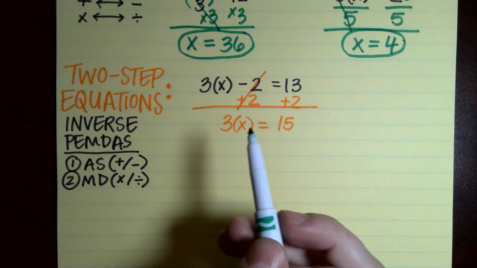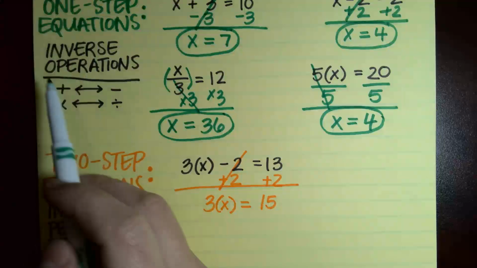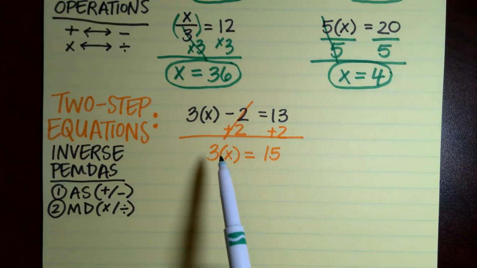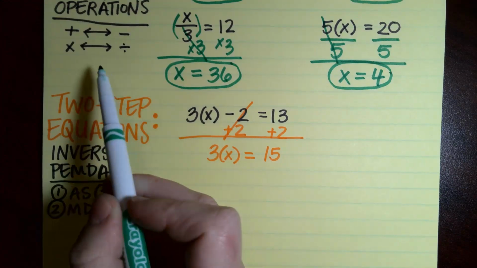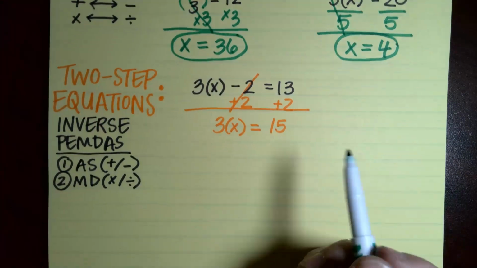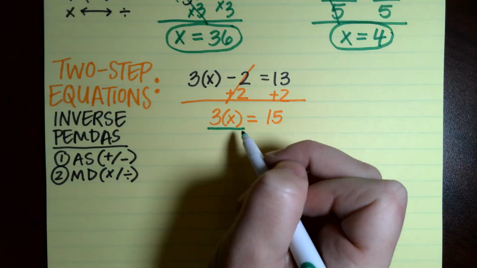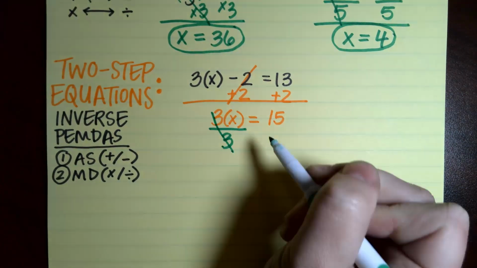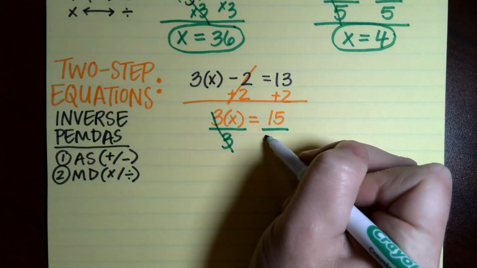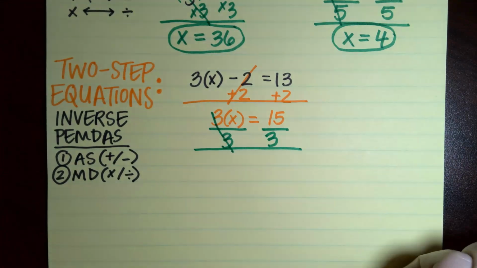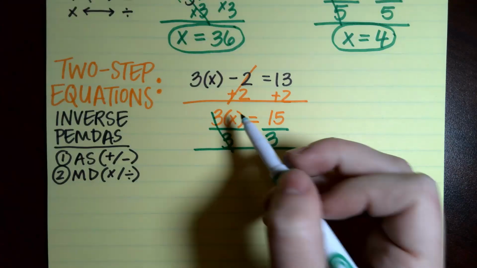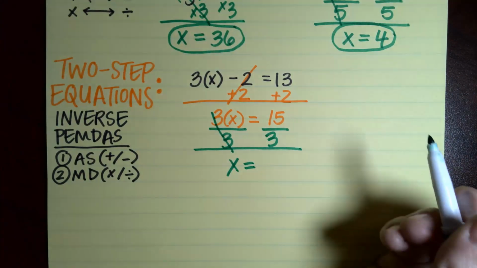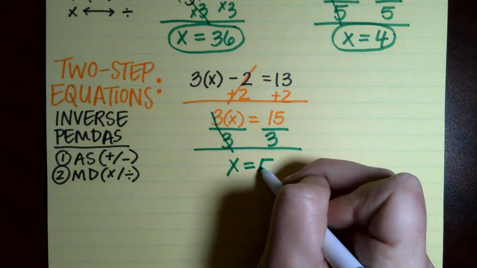Yes, we need to divide. We're going to be using our inverse operations just like in a one-step equation, or like any type of equation. We've got multiplication here. The opposite of that is division. So to get rid of 3 and to get x by itself, we need to divide by 3. And whatever we do to one side, we have to do to the other side. And since our 3's cancel, x is by itself. And we're going to have x equals 15 divided by 3, which is 5.